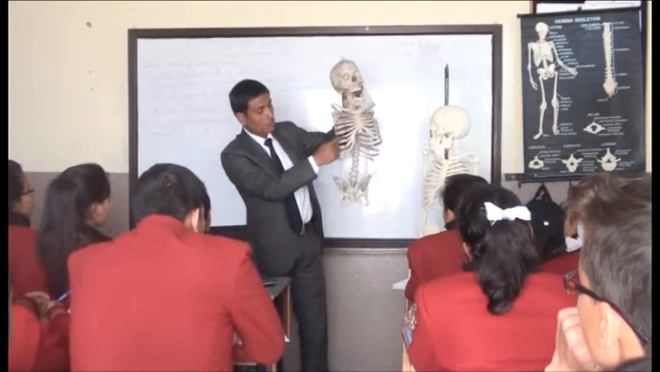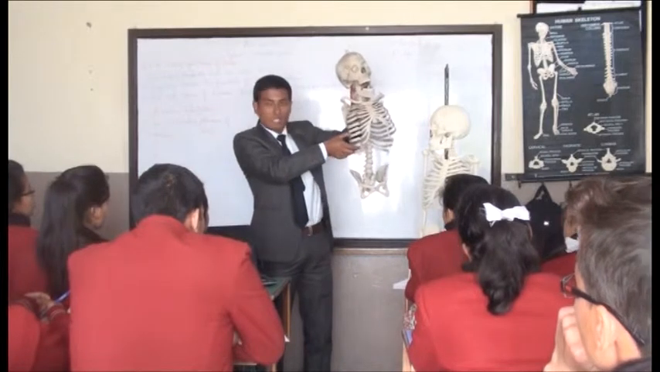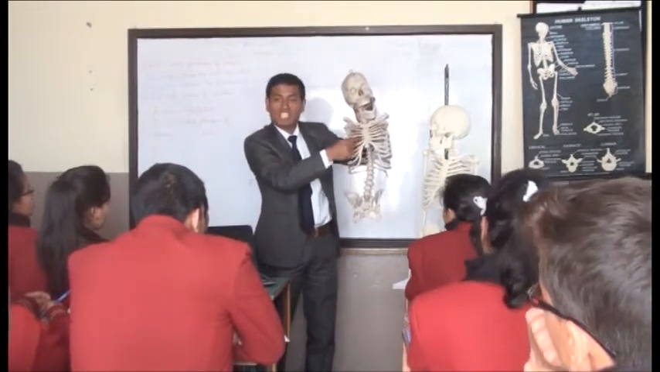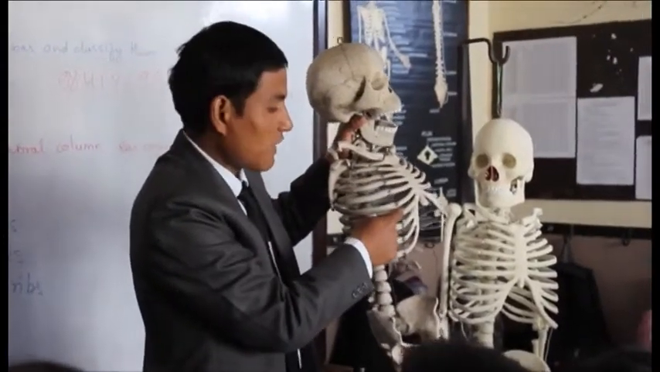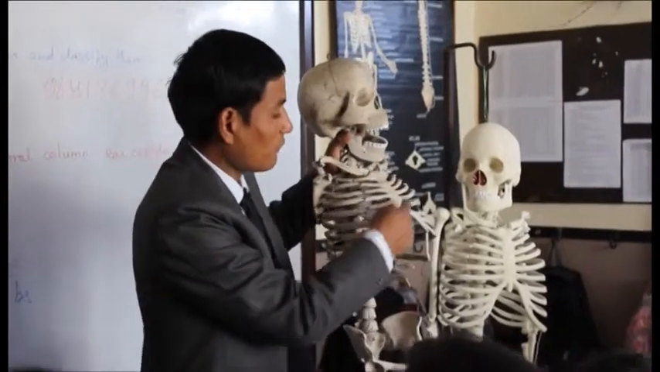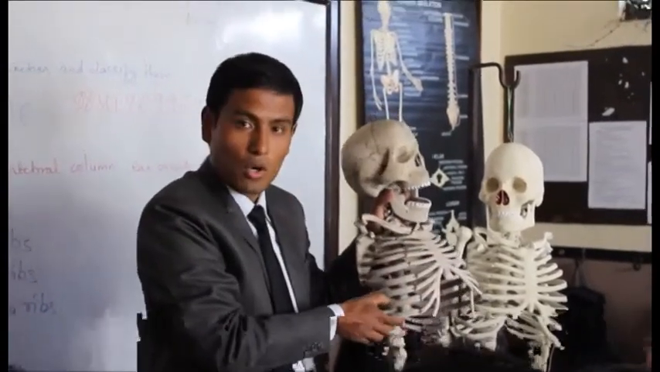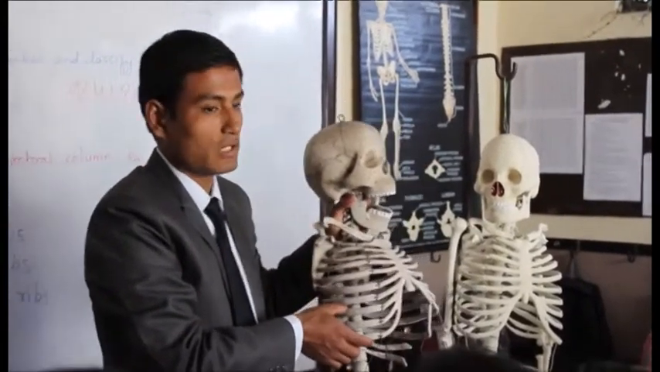Just go below, after 7, 8, 9, 10. These 3 pairs of bones, check these 3 pairs of bones properly. They are not connected to the sternum directly. Indirectly they are connected. First they get connected to number 7, that is a true rib, and then it gets connected to the sternum. So these 3 bones are indirectly connected to the sternum, so they are called false ribs.